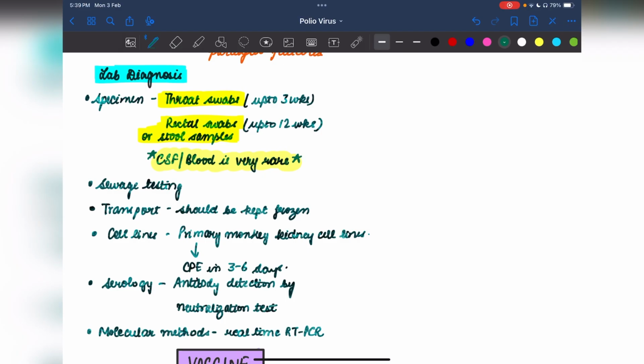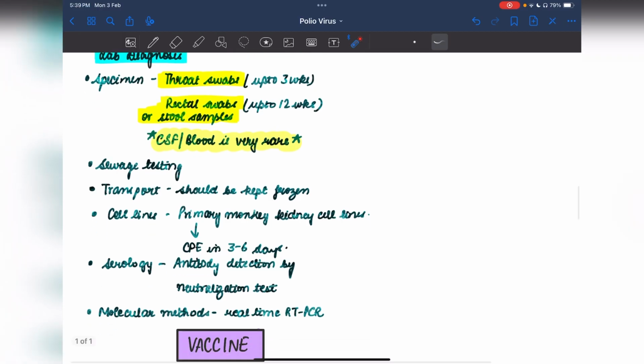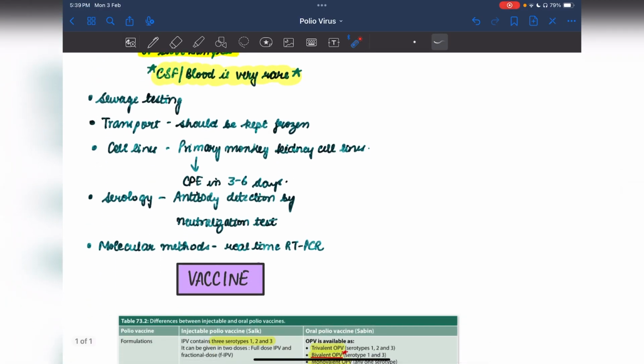Up to 3 weeks, you'll find the virus in a throat swab, and up to 12 weeks in a rectal swab or stool sample. You can also do sewage testing. Transport can be done, and the virus should be kept frozen at all times while transporting. For cultivation, primary monkey kidney cell lines should be used, in which you will see the cytopathic effects in 3 to 6 days.